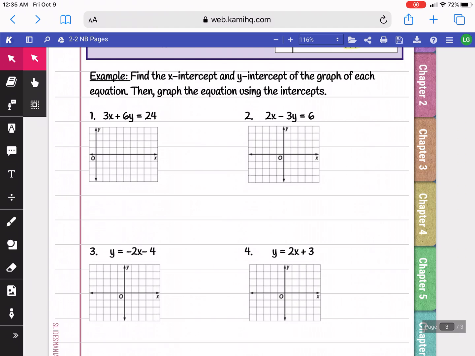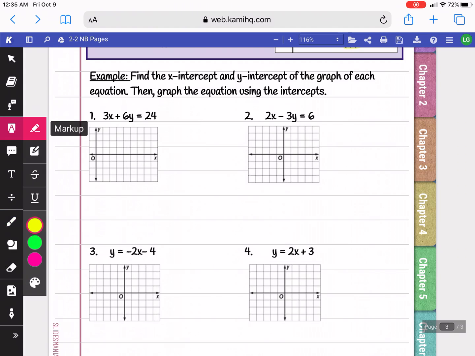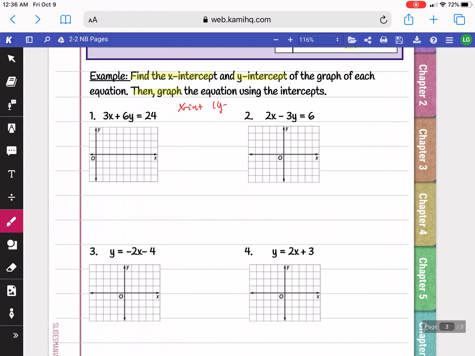So on question 1, I'm going to start by finding my x-intercept, then my y-intercept, and then I'll use those to graph. So to find the x-intercept, remember y is equal to 0. So all you have to do is plug in 0 for y in your equation. So I get 3x plus 6. I'm going to plug in 0 for y.